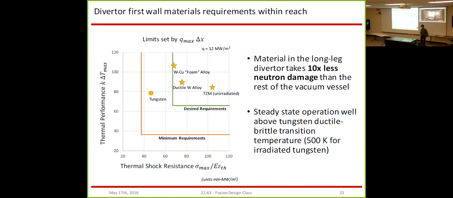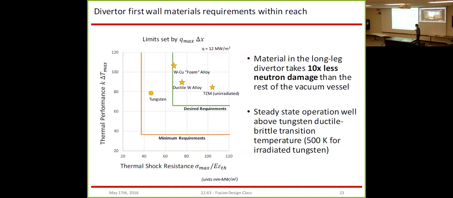So going back to Jake's slides, again, a unique advantage of the long leg diverter is that material in the long leg diverter would take 10 times less neutron damage than material in the vacuum vessel. And so this makes the materials choice selection enormously easier. We're dealing with an order of magnitude reduction on the neutron fluxes compared to the vacuum vessel.